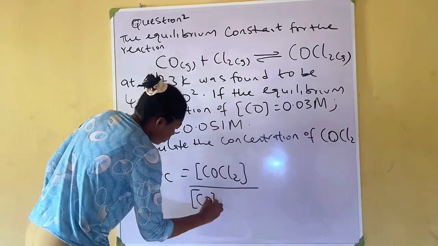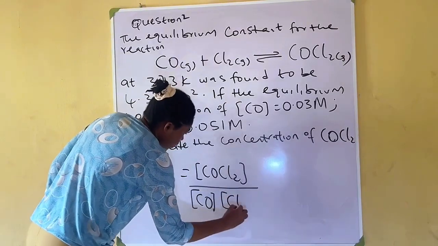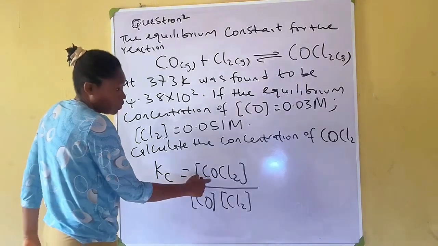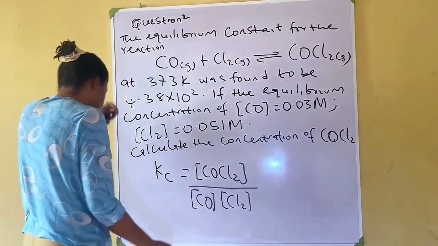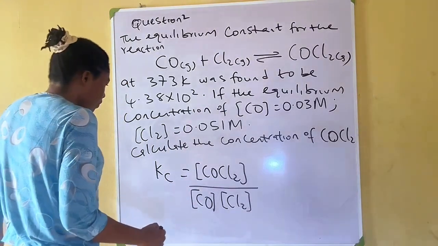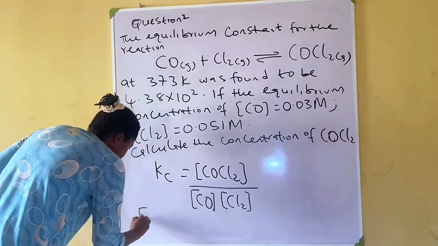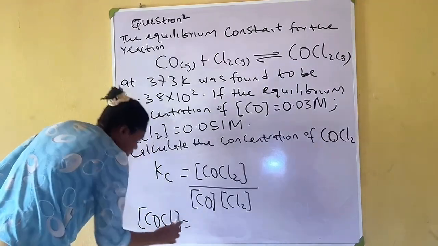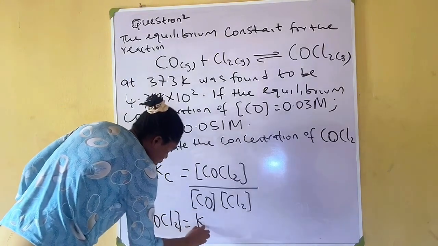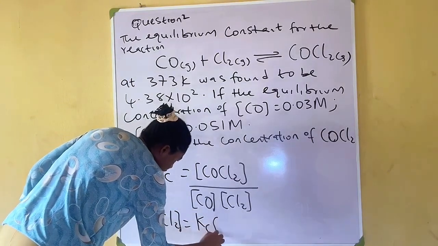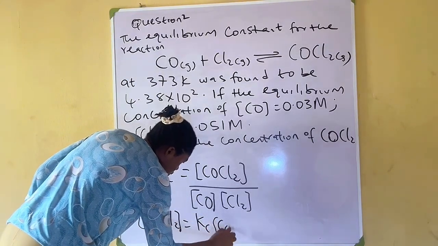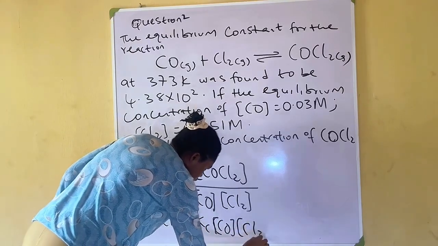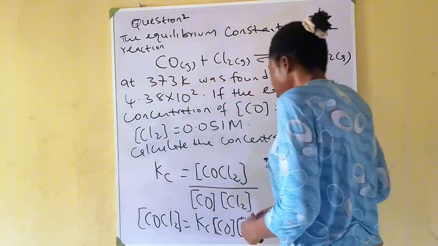CO raised to the power 1. Concentration of Cl2 raised to the power 1. So we have to make COCl2 the subject of the formula. If we make that the subject, the concentration of COCl2 will be the equilibrium constant times the concentration of CO times the concentration of Cl2. So we're going to substitute our values.